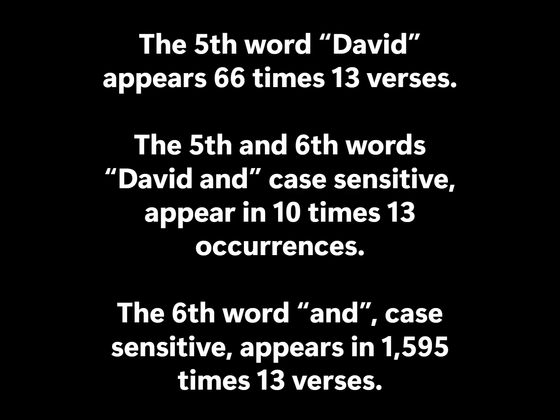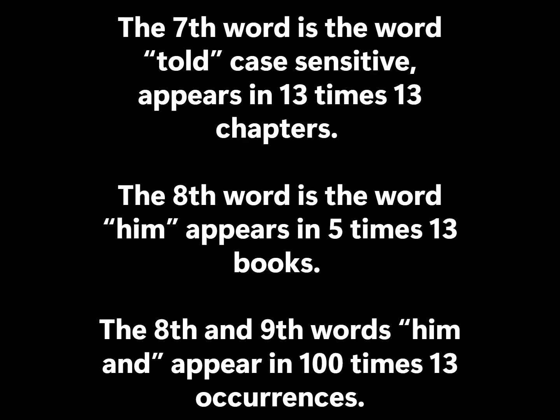The fifth and sixth words, David and, case sensitive, appear in 10 times 13 occurrences. The sixth word, and, case sensitive, appears in 1,595 times 13 verses. The seventh word, told, case sensitive, appears in 13 times 13 chapters. The eighth word, him, appears in 5 times 13 books. The eighth and ninth words, him and, appear in 100 times 13 occurrences.